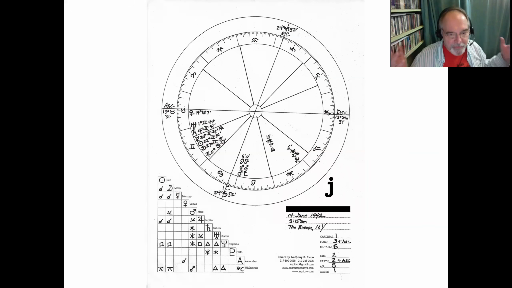1, 2, 3, 4, 5, 6, 7 planets within 45 degrees. Now, without even knowing what the planets are, the one thing that's going to tell me right off the bat is this is an obsessive person, a very, very focused person. Okay, and it's all below the horizon. So that's kind of interesting too.